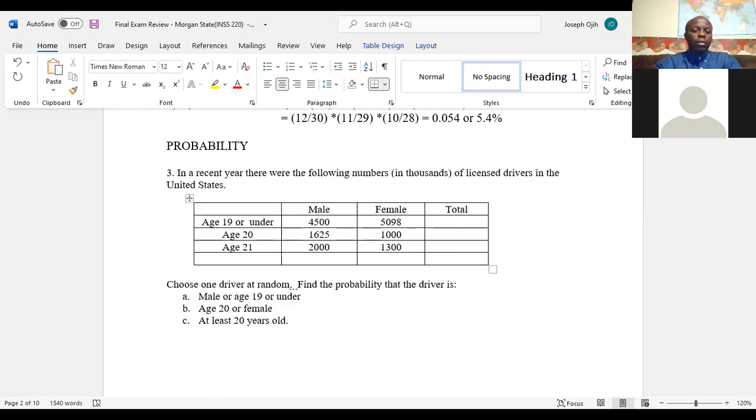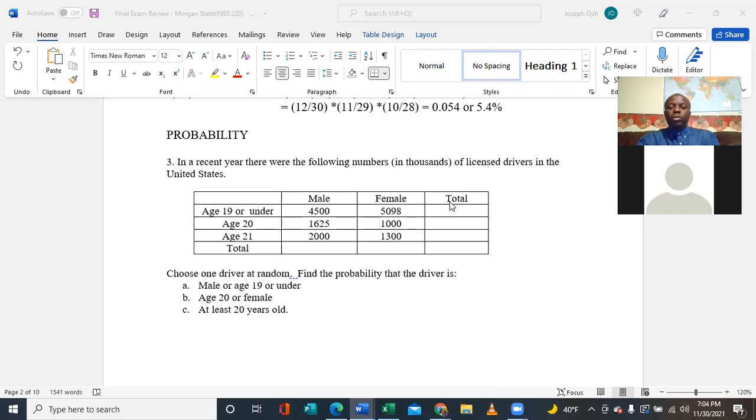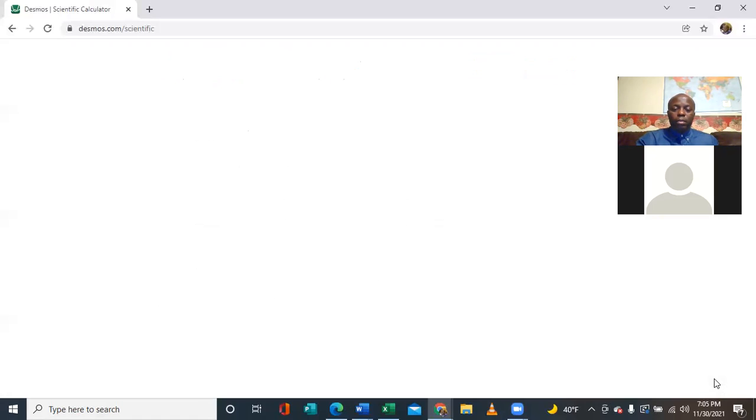Total, and of course, total. Yep, we can see all this. So once we get the total, we will be able to answer these questions. So this one, we're gonna add all this. Let me write it down so I can put them in a calculator: about 4,500, 1625, 2,000. With these numbers, we can use our calculator to get the totals.